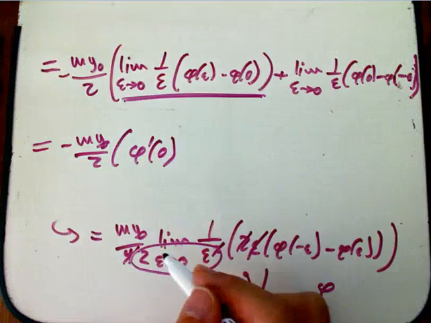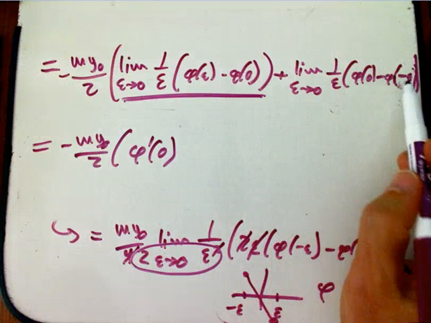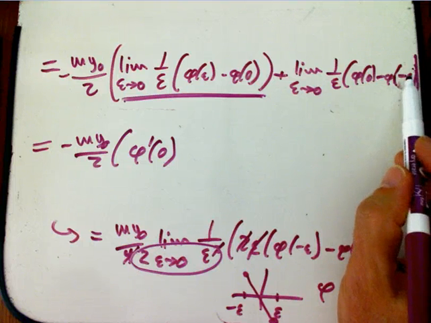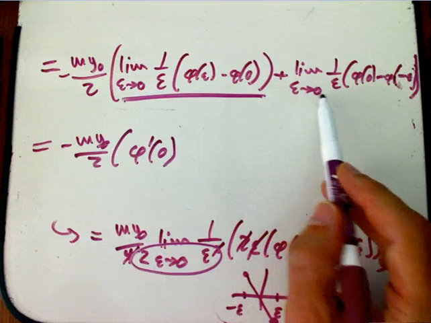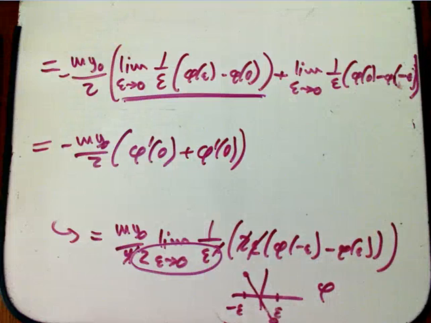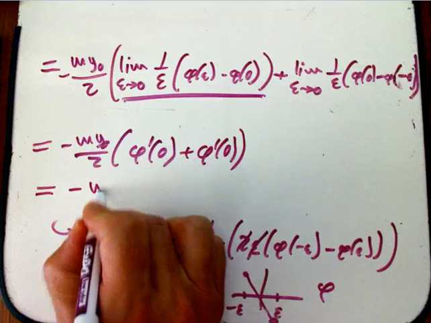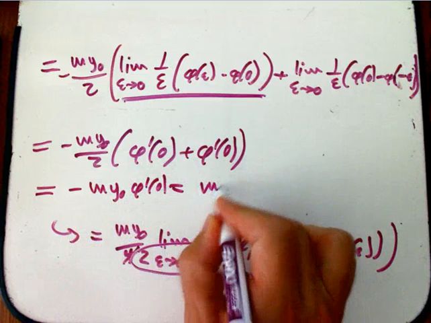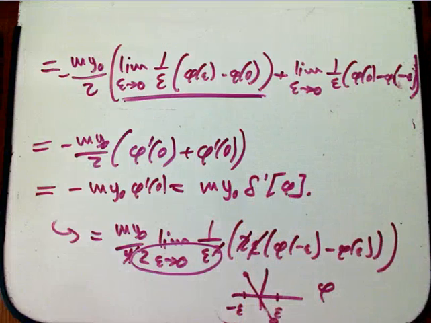at 0. Okay. And that, if you just do a little change of variables and let h equal minus epsilon, then h is going to 0 from the other side, is still the derivative. It's just with a change of variables. Okay. And then that's just going to be minus m y naught phi prime of 0, which is, as advertised, delta prime acting on phi. Okay.